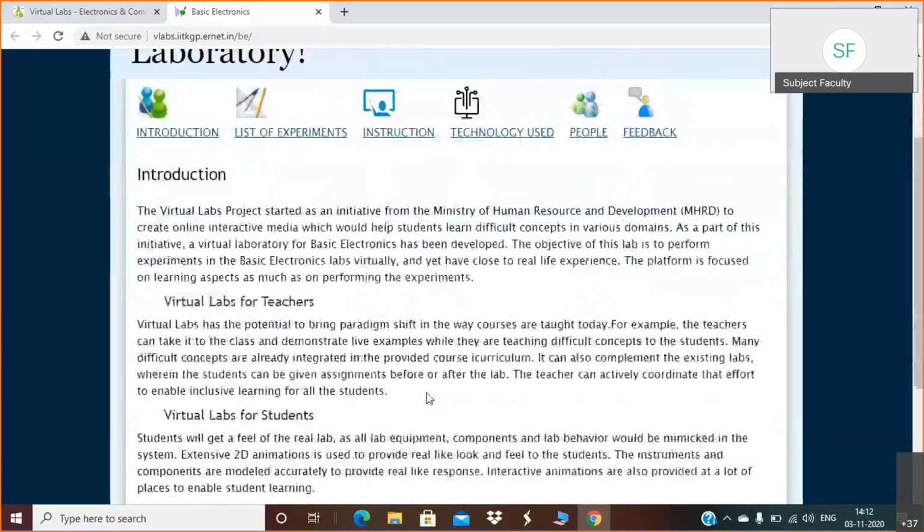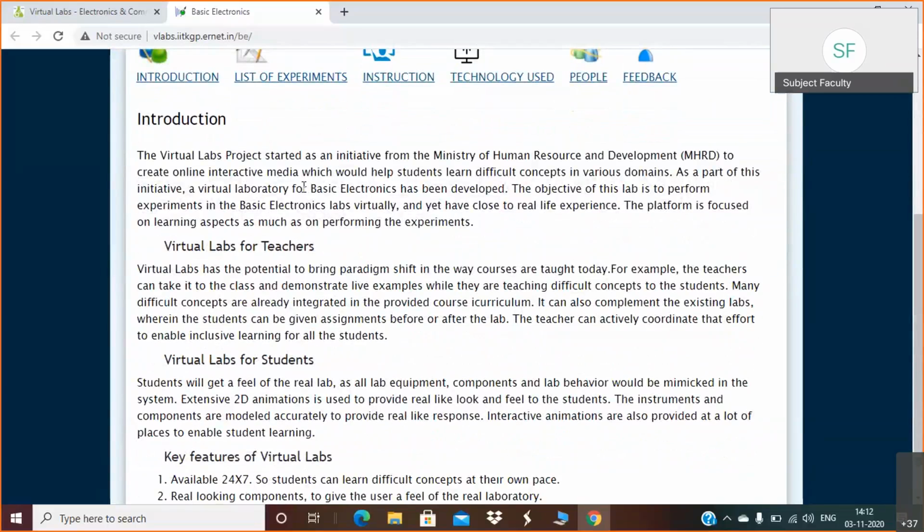You can also go through the introduction. The virtual labs project started as an initiative from the Ministry of Human Resource Development to create online interactive media which would help students learn difficult concepts in various domains. As a part of this initiative, the virtual laboratory for basic electronics has been developed. The objective of this lab is to perform experiments in basic electronics labs virtually. Since due to this pandemic situation, you have to perform the labs virtually only.